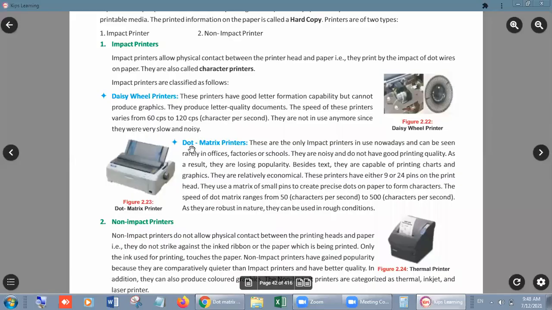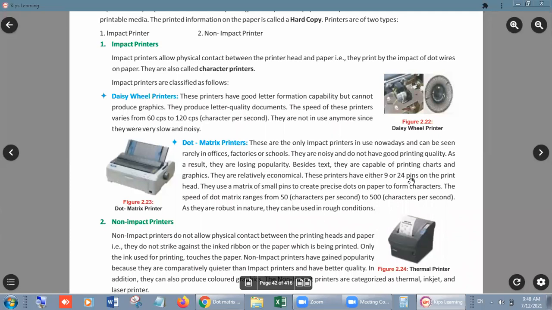Okay, so this was the dot matrix printer which you can see in this picture. It has 9 to 24 pins on the head. They use a matrix of small pins. What is a matrix? A matrix is some arranged dots. We call arranged dots a matrix. Just like one dot here, then below it, then below it, and the same way at the left hand side and right hand side, we have so many dots. These dots can vary from 9 to 24 pins.